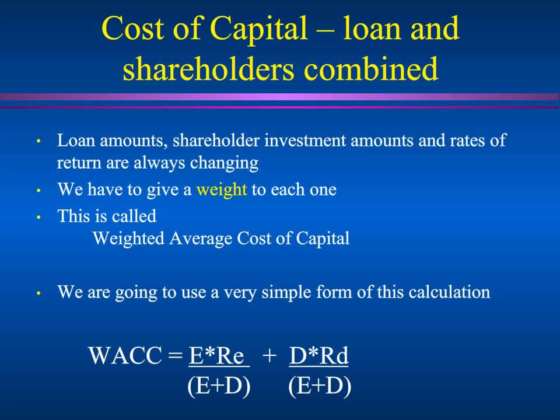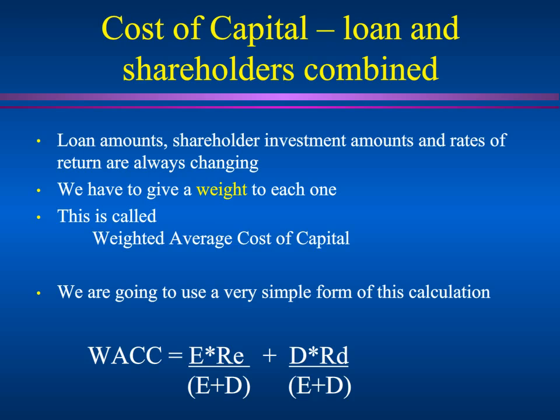Okay, onward. When we look at the cost of capital, we have to combine the loan holders, or the debtors, i.e. the banks, and the shareholders together. You may recall I said the banks typically charge right now about 7%. Shareholders typically around 10 to 12%. The loan amounts, the shareholder investment amounts, and the rates of return are always changing.